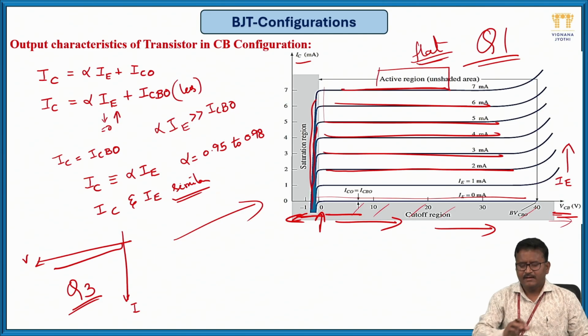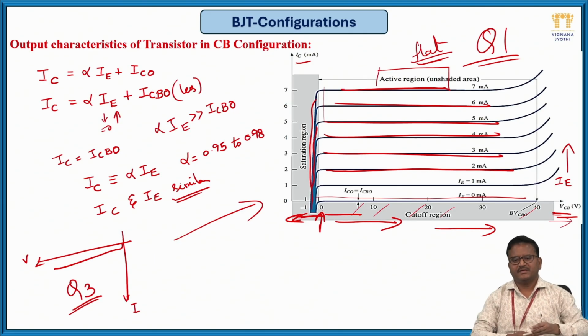Positive voltage, positive current. In the next video, I will discuss the other two remaining configurations, common emitter and common collector configurations. Thank you.